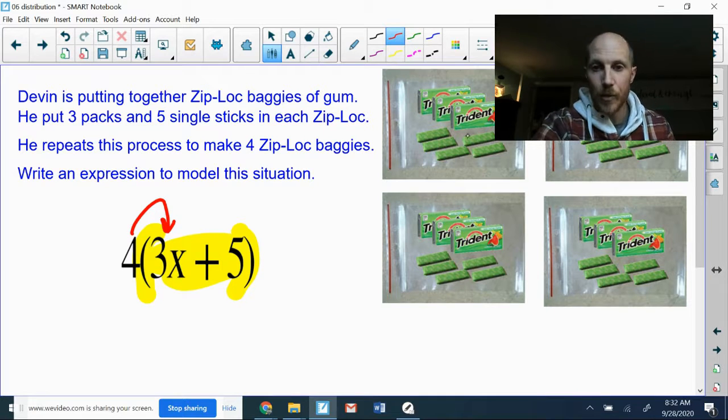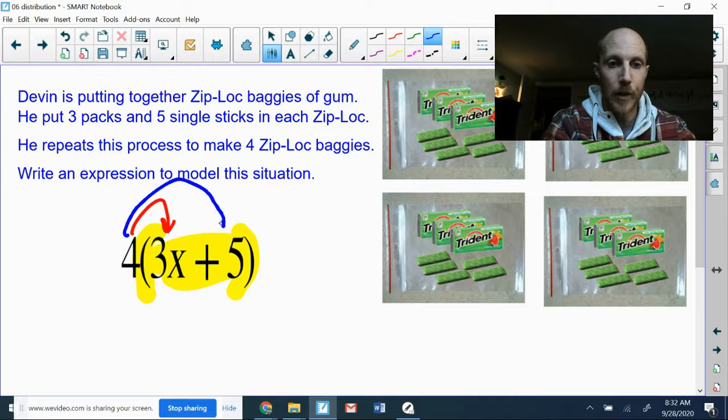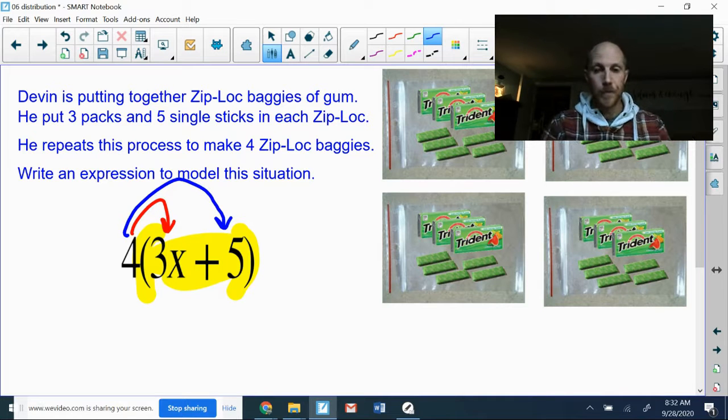Okay. Similarly, in each of the Ziploc bags, there are 5 sticks of gum. 5 here, 5 here, 5 here, 5 here. So I'm going to take these 5 sticks and multiply by 4 to get the total amount. So I'm going to have to take this 4 and multiply it by that 5.